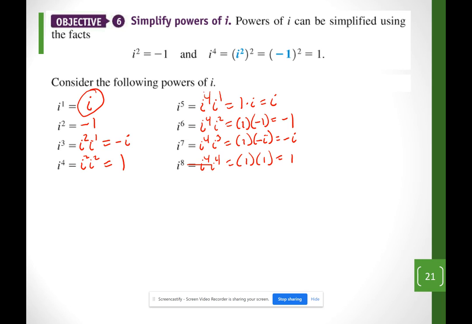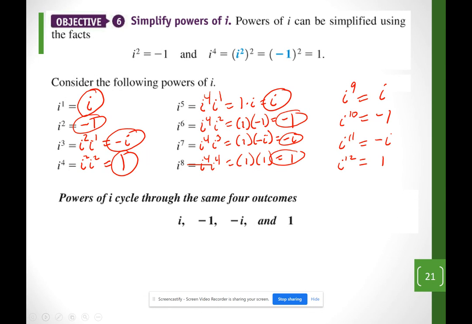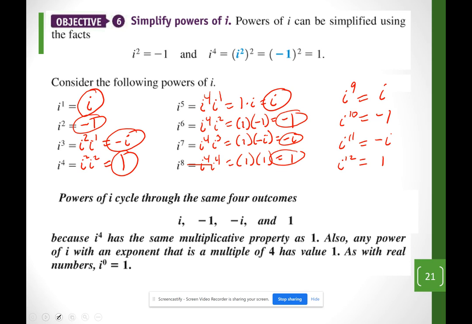Now, something very interesting. Notice how my i's repeat: my -1, my -i, and my 1. So if I was to go i to the 9th, i to the 10th, i to the 11th, and i to the 12th, I'm pretty sure my answers would be i, -1, -i, and 1. My answers will always be i, -1, -i, and 1, every time. And notice that I have 4 possible solutions, so basically multiples of 4.